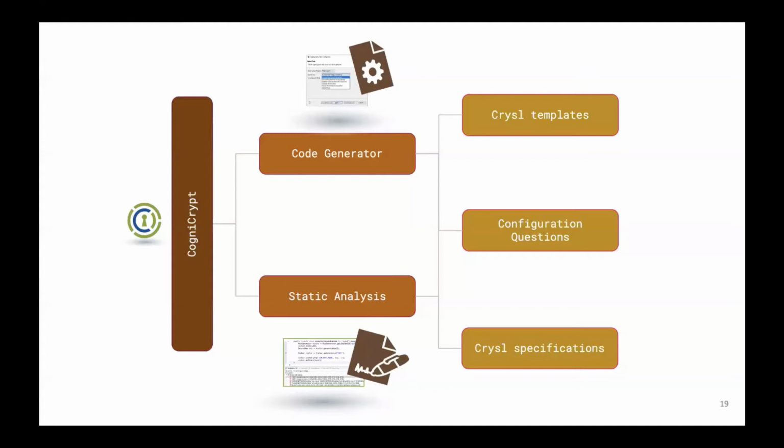Okay, now, if you remember, I mentioned that there are three components in the order of priority or importance. I will go through them one by one in the same order. So first, we'll look at Krysl specifications. What are Krysl specifications? How do you write Krysl specifications, right?